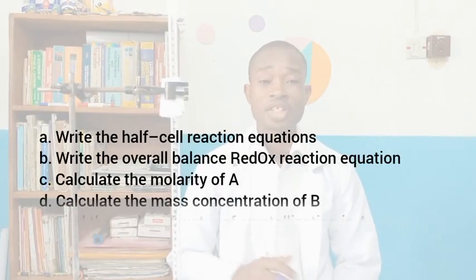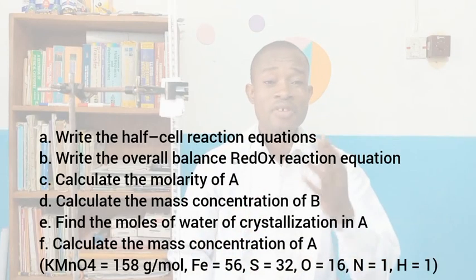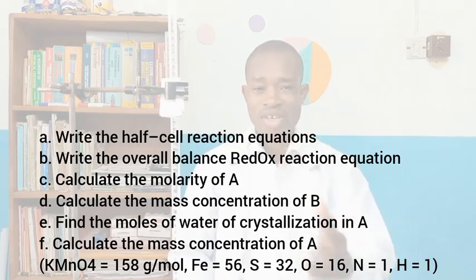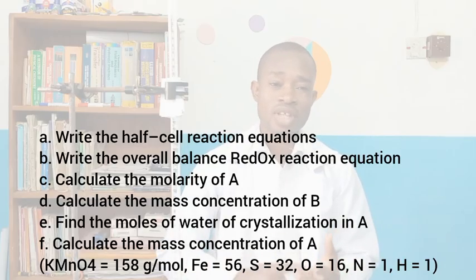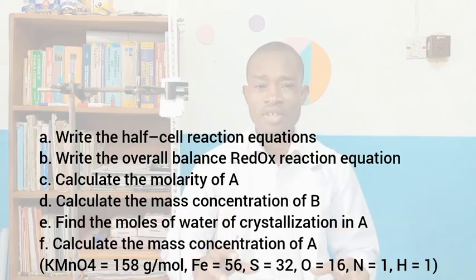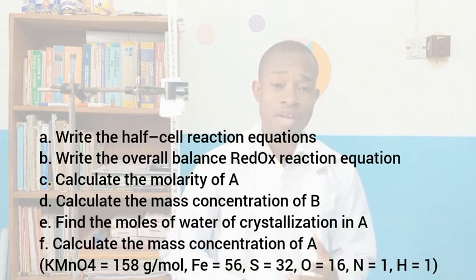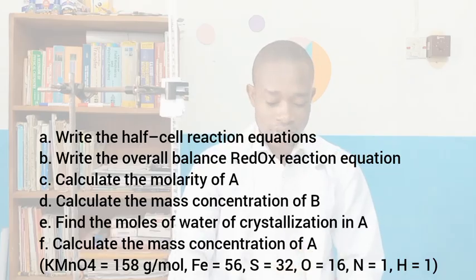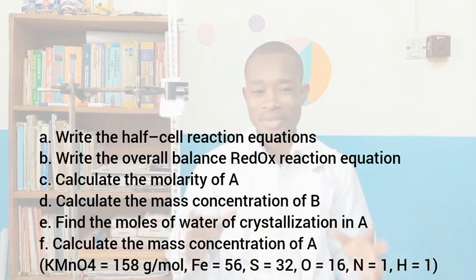Question A, we are going to write the half-cell reaction equations. Remember, I told you that this titration experiment is a redox titration reaction. And for being a redox reaction, reduction and oxidation are taking place simultaneously during the course of the experiment. So we need to know the half-cell reactions for oxidation and for reduction. Question B, we are going to write the overall redox reaction equation for this reaction.